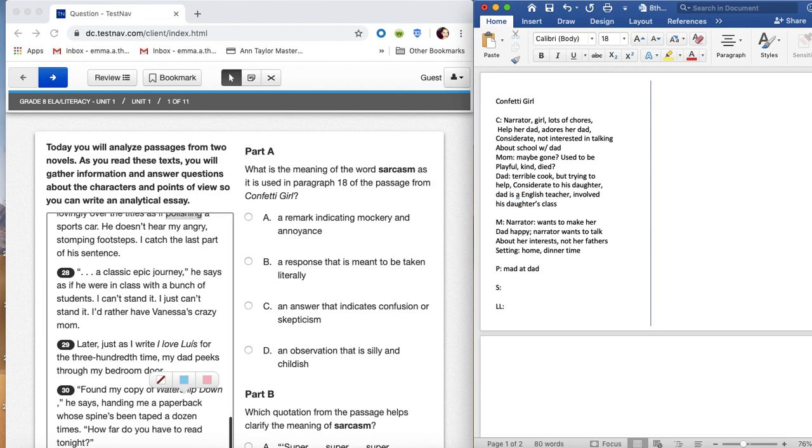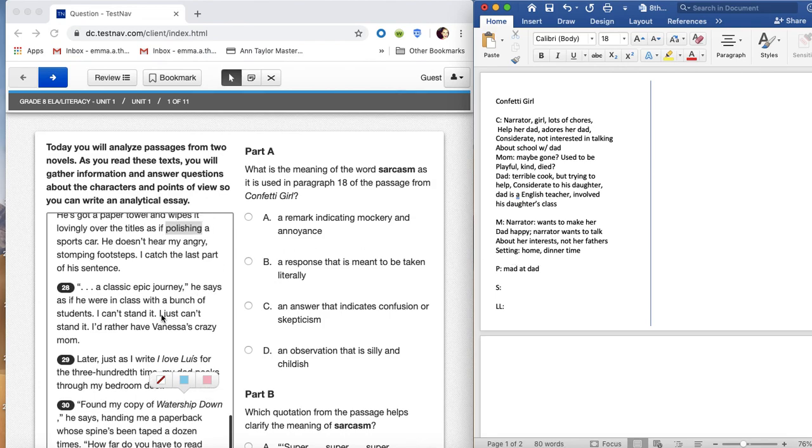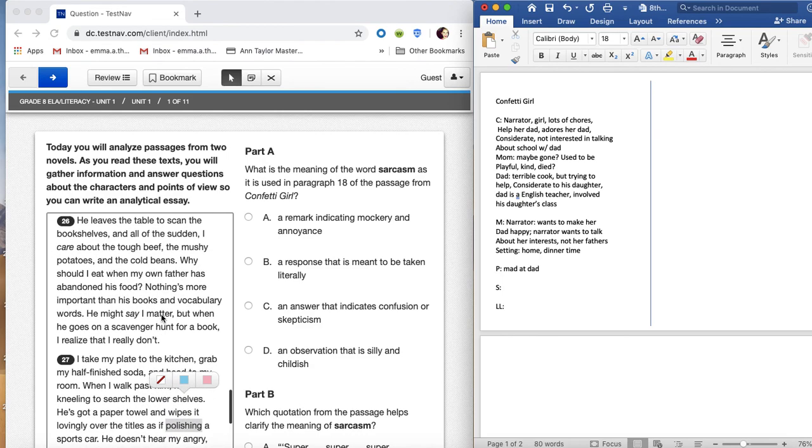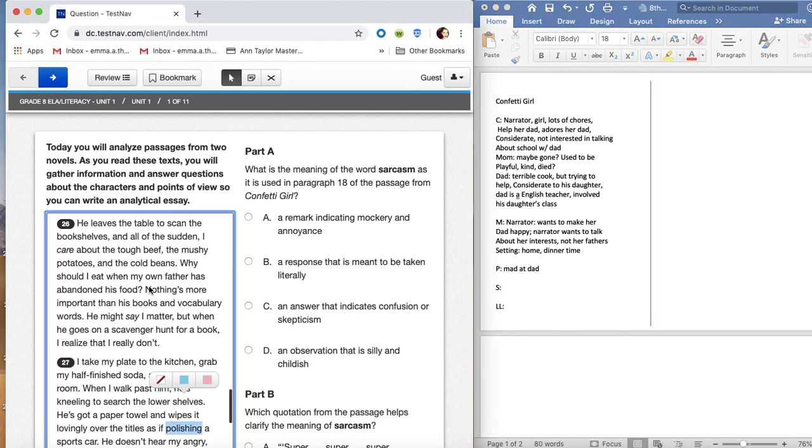But I'm going to reread paragraph 26, because that kind of was the turning point, to really make sure I've got the problem nailed down. So go back up to 26. That's where it really shifted. Let's go back. Oh yeah, so he leaves the table and she suddenly cares about the dishes. Nothing's more important than his books and vocabulary words. He might say that I matter, but I realize I don't even matter. Whoa, okay.